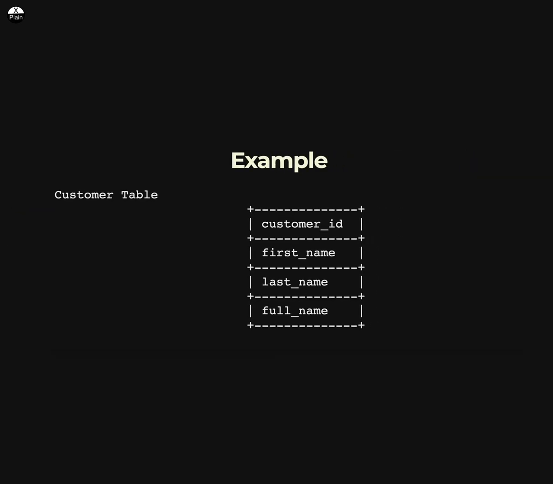For example, consider a database that tracks customer orders for an e-commerce website. The customer entity set might have the following attributes: customer ID, which would be a primary key, first name, last name, and full name. In this example, the full name attribute is redundant as it can be derived from the first name and last name attributes. It is unnecessary to store the full name as a separate attribute as it can be constructed on the fly when needed by concatenating the first name and last name.